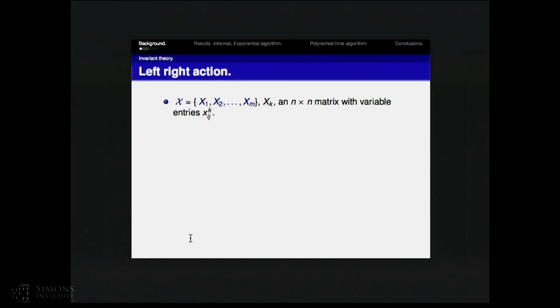So you have a collection of matrices x1, x2, ..., xm. Each xi is an n cross n matrix with entries xij superscripted by k. And there is a natural action of SLn cross SLn, that is, you are looking at matrices of determinant 1. They take a tuple of matrices. So you give me an m tuple of matrices and a pair of matrices a and b. Then naturally x1, x2, ..., xm go to a x1 b transpose, a x2 b transpose, ..., a xm b transpose. So this is how SLn cross SLn is acting on tuples of matrices.